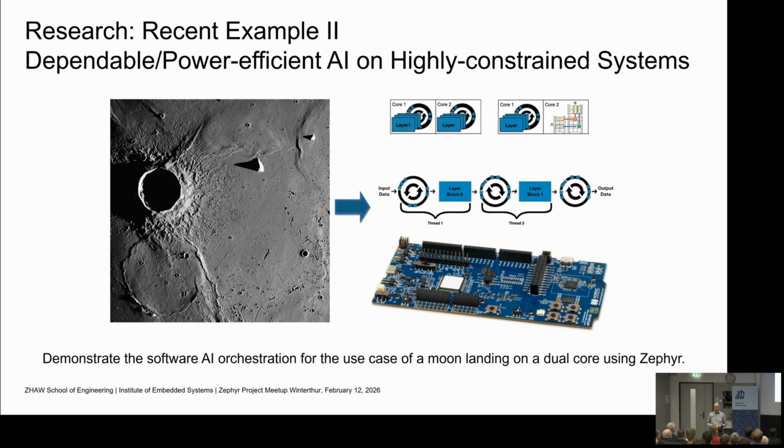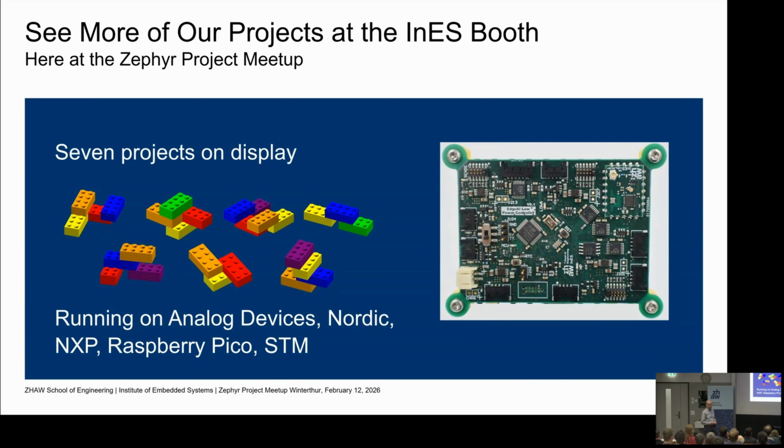Or another example here from another group for dependable, power-efficient AI on highly constrained systems. So to demonstrate software AI orchestration on different platforms, and if you go to low power, highly constrained platforms, microcontrollers, you can do this on a moon landing program here as a demonstration for an industrial customer here on a dual core Nordic processing board here. So these are just two of the examples where we use it.